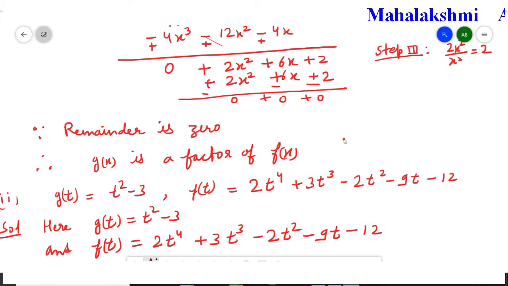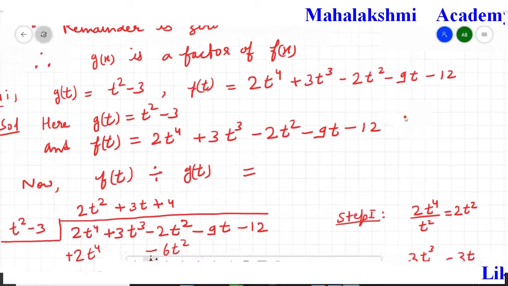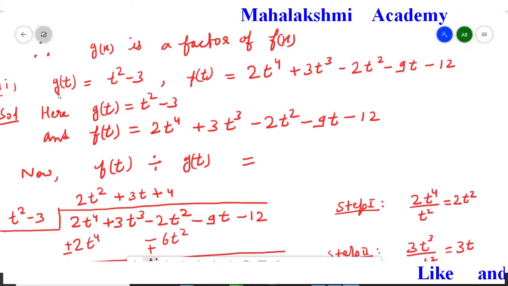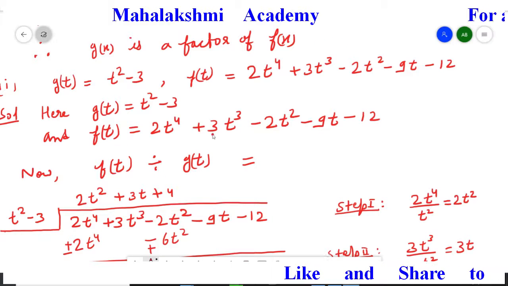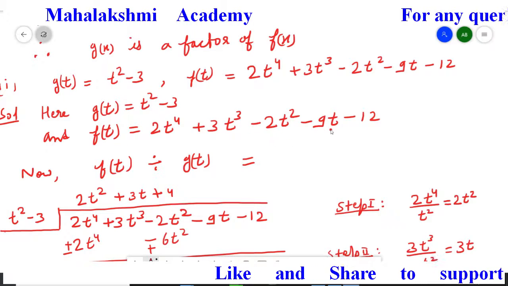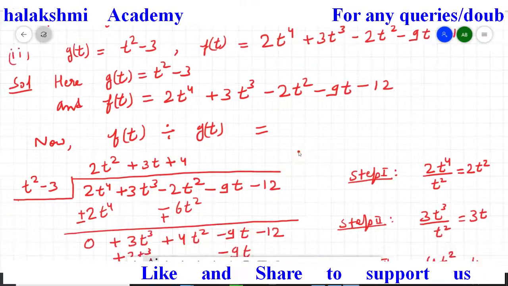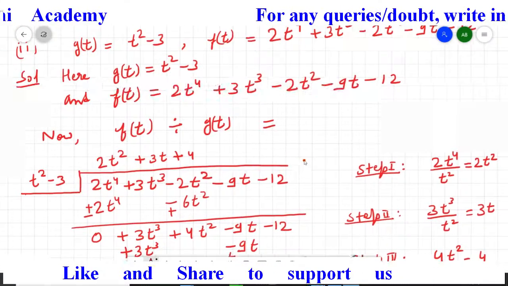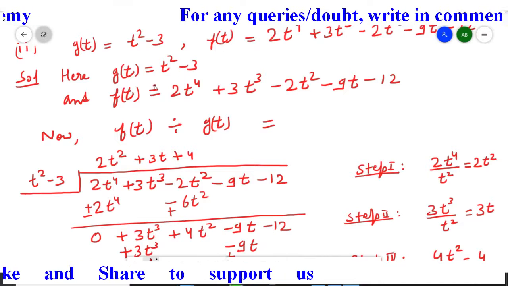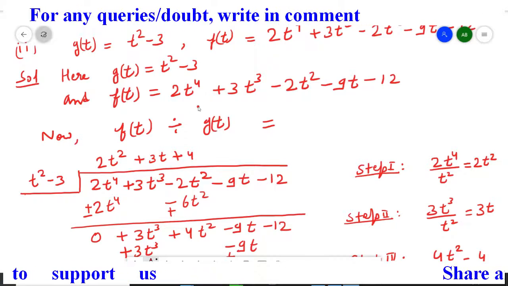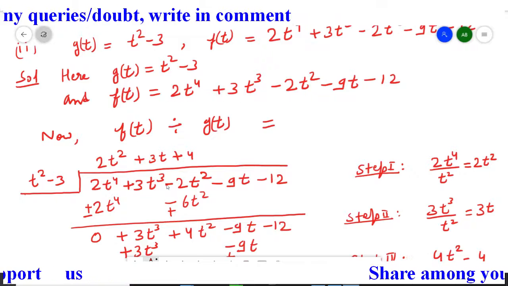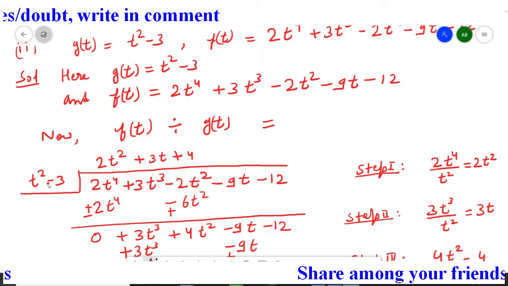Now in the same way, we will start the second part of the same question. In the second part, the functions are in terms of t. Again the powers are in descending order, already adjusted. So directly we will start the division process. So first I wrote here g(t) and then I wrote here f(t). Now f(t) we have to divide by g(t). So f(t) I wrote here and g(t) I wrote here.